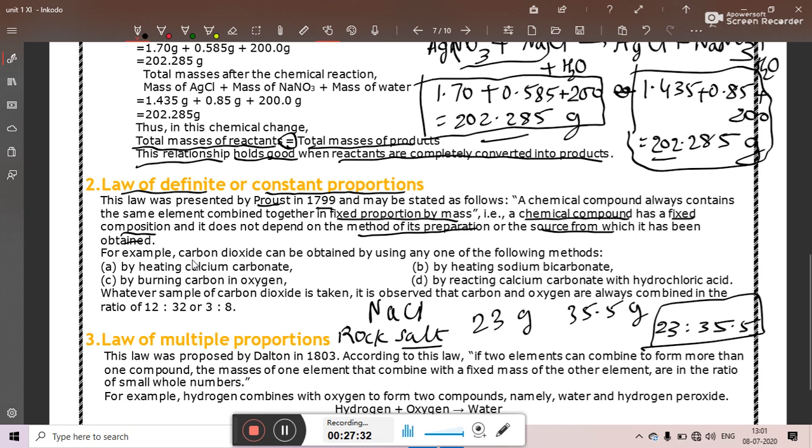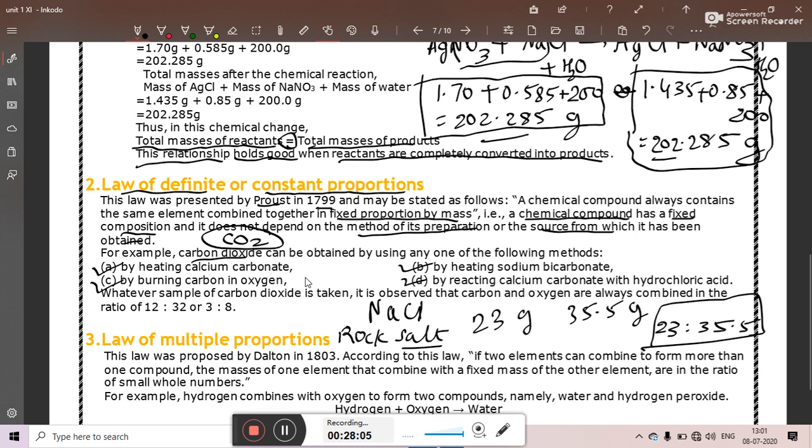If we talk about carbon dioxide, it can be obtained by using any one of these 4 methods. First is by heating calcium carbonate, second is by heating sodium bicarbonate, third is by burning carbon in oxygen, and fourth is by reacting calcium carbonate with hydrochloric acid. In all the 4 reactions, at the end the product is carbon dioxide.